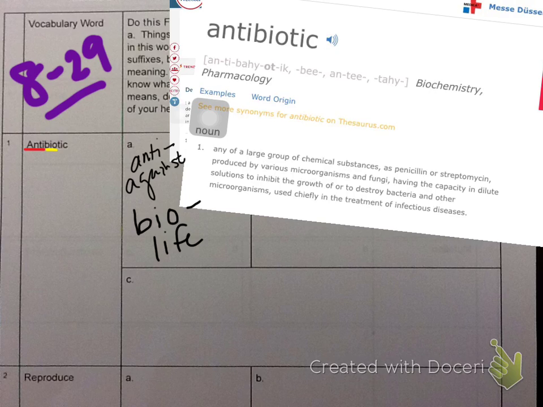Having the capacity in a dilute solution to inhibit the growth of or destroy bacteria or other microorganisms, used chiefly in the treatment of infectious diseases. Okay, you could use either of those, but what I want you to do is take one of those definitions and copy it down.